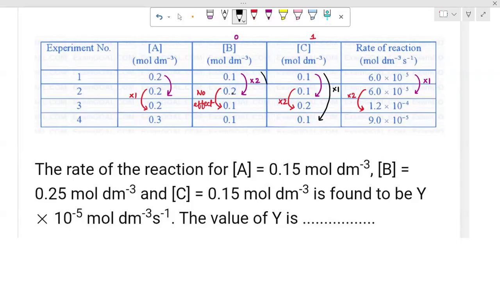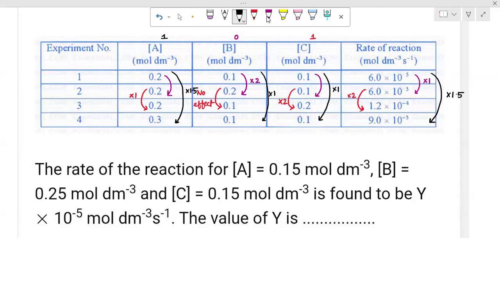B does not matter, but it is also kept constant, and my concentration of A is changing from 0.2 to 0.3. That means it is changing by 1.5 times, correct? And what is happening to the rate? If you look at the rate, it is changing from 6 to 9. 9 by 6 is also 1.5 times. So it is first order with respect to A as well.